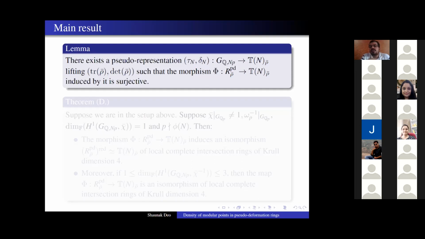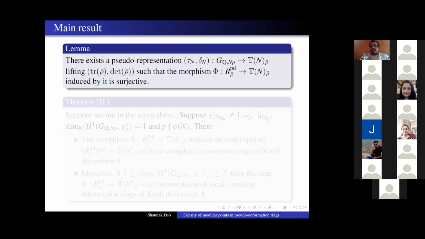You just glue all the pseudo-representations corresponding to modular eigenforms which lift rho bar, and you get this pseudo-representation tau n, delta n. If you take an L which does not divide NP, tau n of Frobenius L is T_L, and delta n of Frobenius L is L times S_L. So the map is surjective because the generators are in the image of phi.